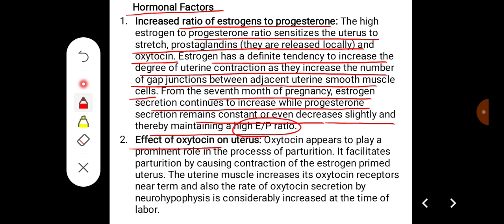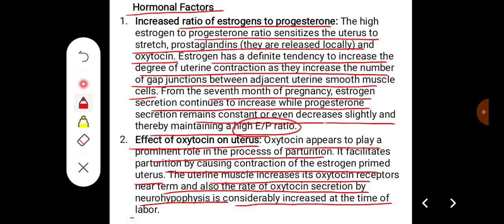Then the effect of oxytocin on the uterus. Oxytocin appears to play a prominent role in the process of parturition. It facilitates parturition by causing contraction of the estrogen primed uterus. The uterine muscle increases its oxytocin receptors near term, and also the rate of oxytocin secretion by the neurohypophysis is considerably increased at the time of labor.